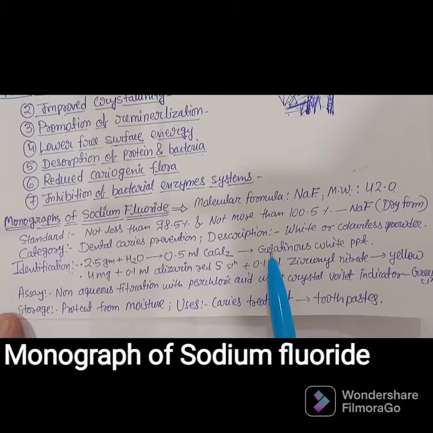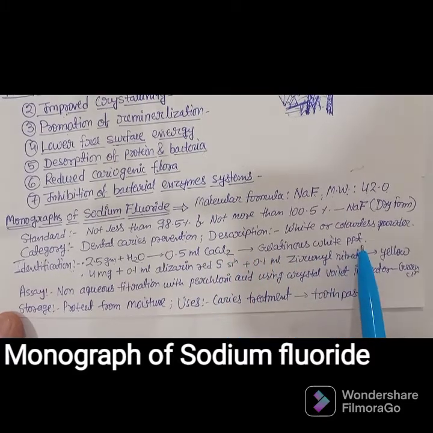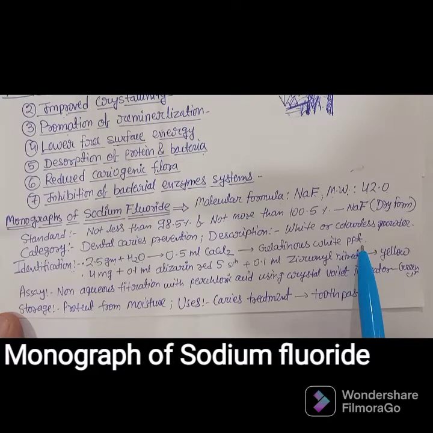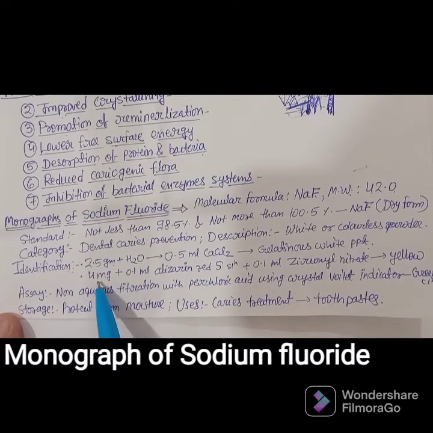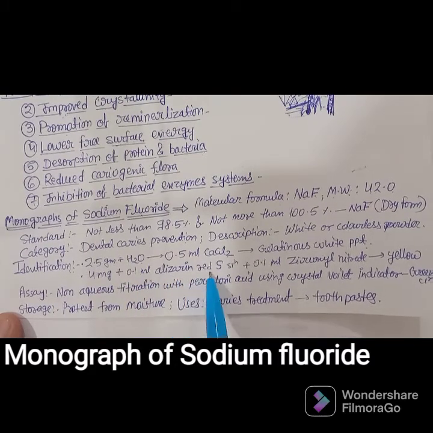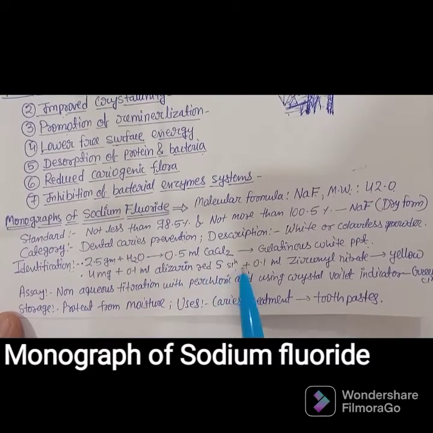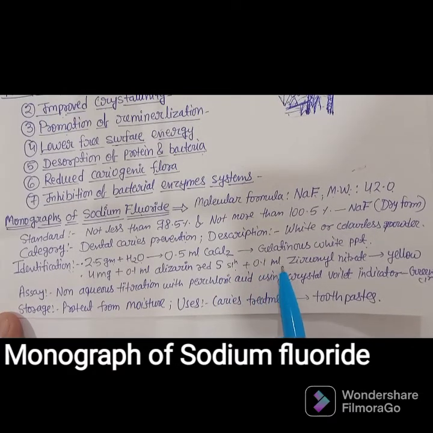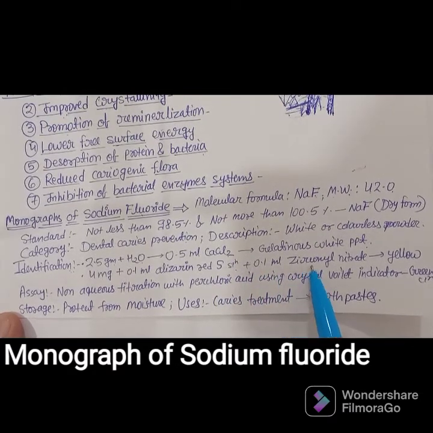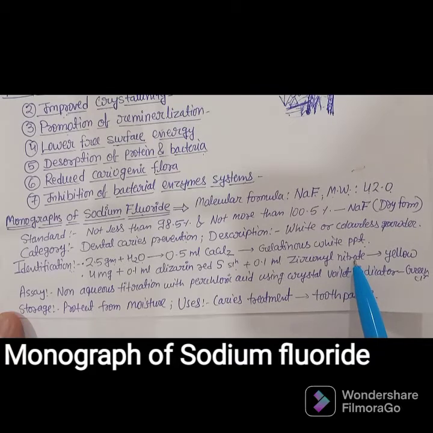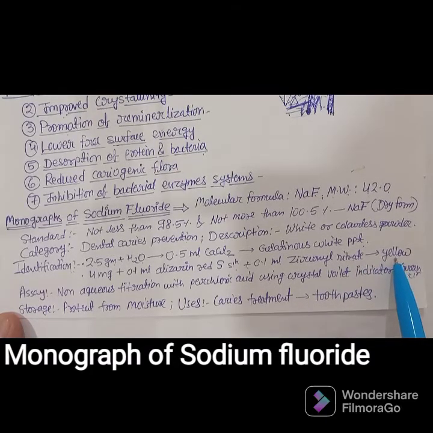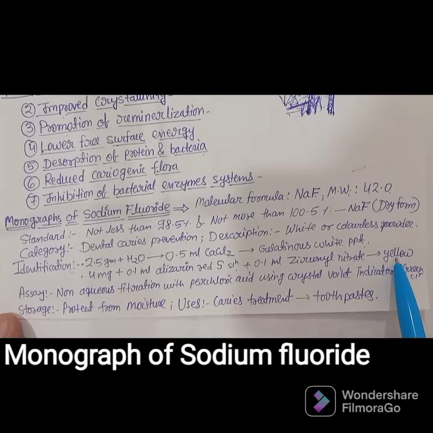What you are going to observe is that a gelatinous white precipitate forms, which confirms the presence of sodium fluoride. The second test for identification: 4 mg plus 0.1 ml of alizarin red S solution, and to that you add 0.1 ml of zirconyl nitrate. After adding these two things to the sample, you get a yellow color, which is the confirmation of sodium fluoride.